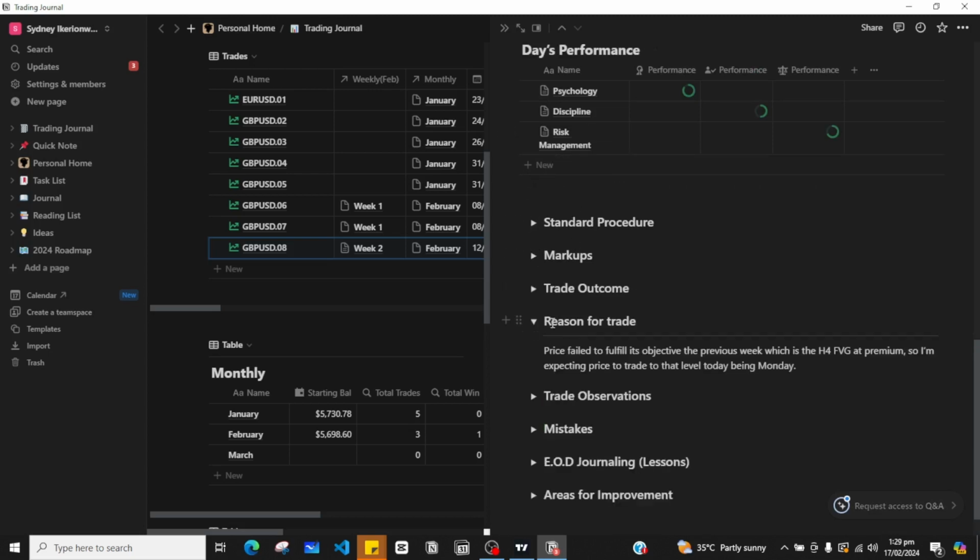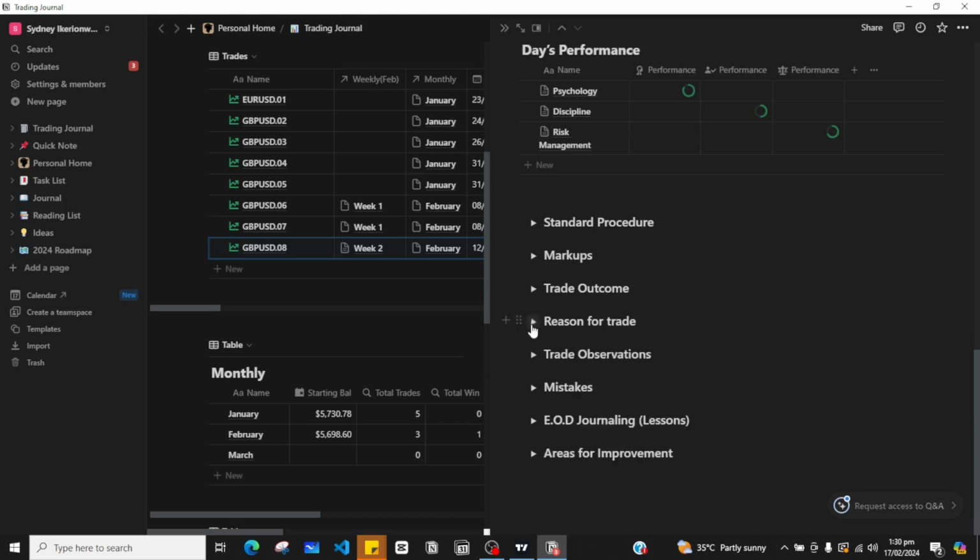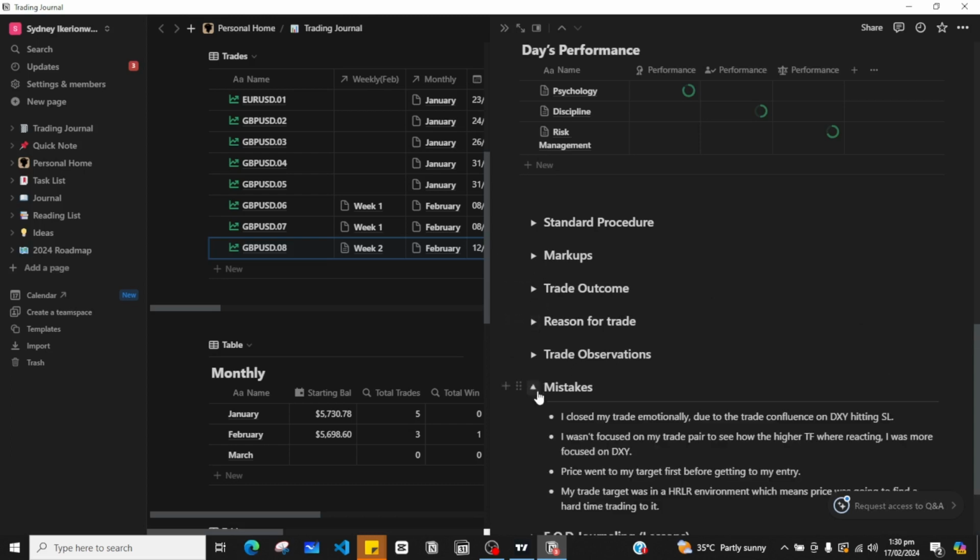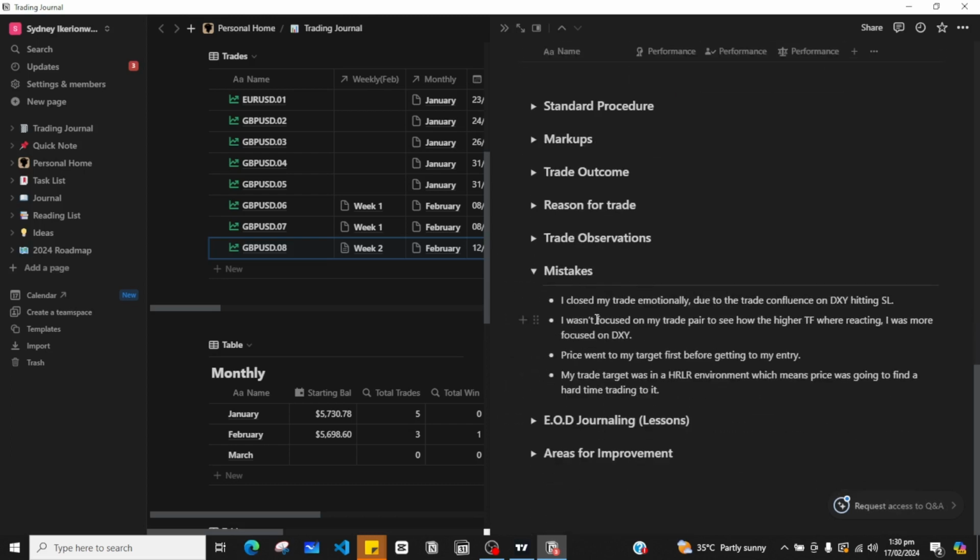The reason I had this trade was price failed to fulfill its objective the previous week, which is the H4 fair value gap at premium, as I said there. So I'm expecting price to trade to that level today, being Monday. So this is the whole idea on that trade. The mistake I had on this trade was I closed my trade emotionally due to the trade confluence on DXY hitting stop loss.